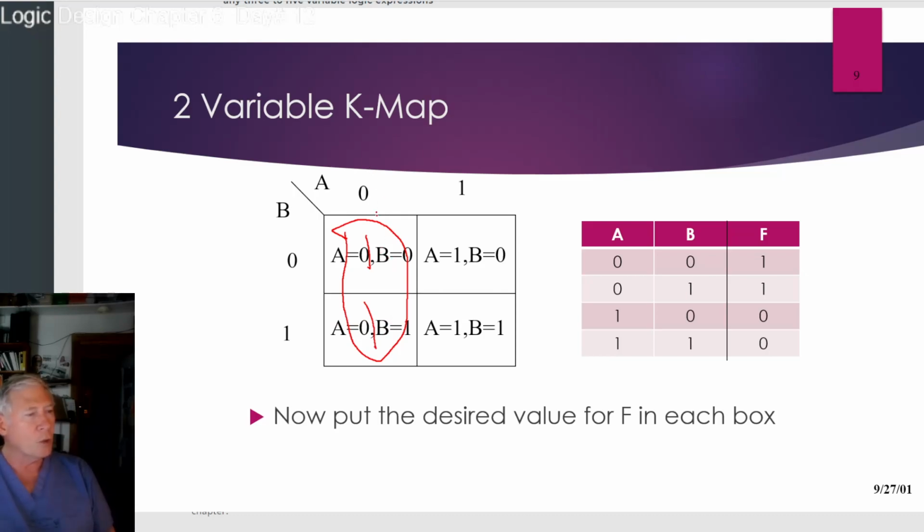And you can see this. This whole column is A equals 0, or this whole column is A prime, and this whole column is A equals 1, or A. This top row is all B prime, and the bottom row is B, because B equals 1 here, and B equals 0 for these 2 boxes up here. All right. So the answer then is A prime. And that's this group of 2 right here, these 2 boxes.